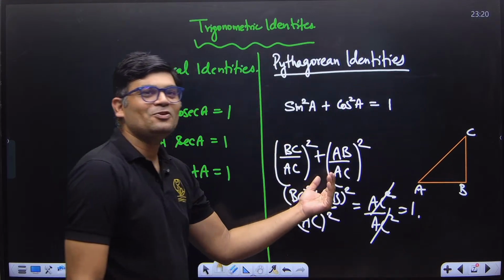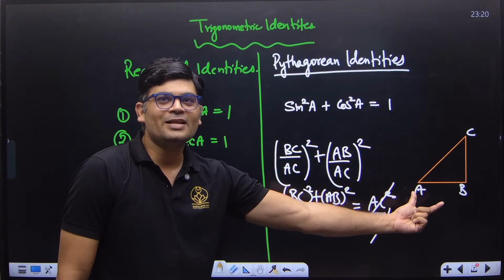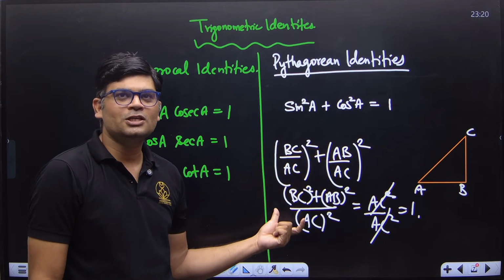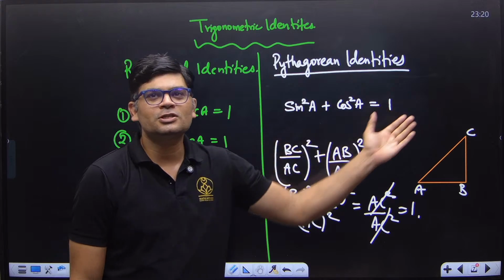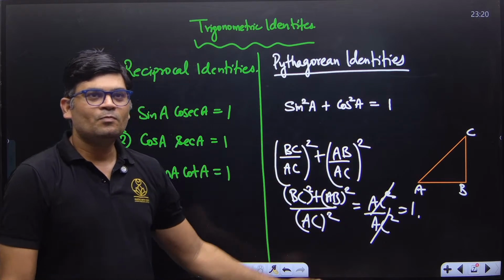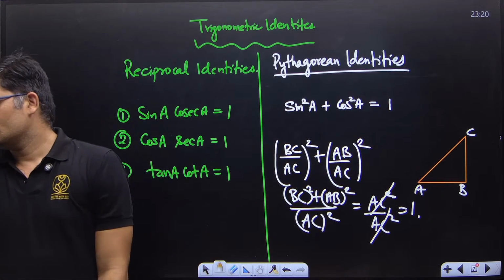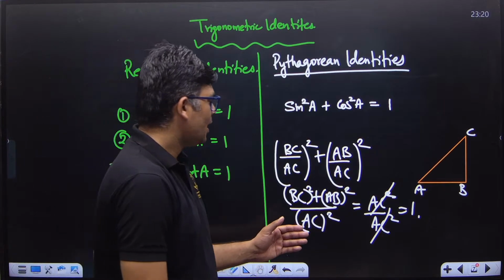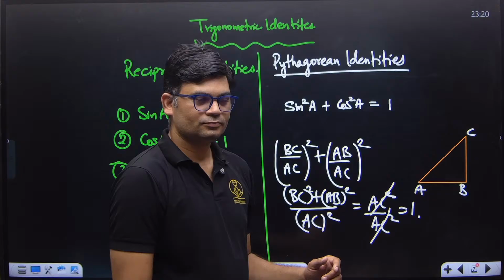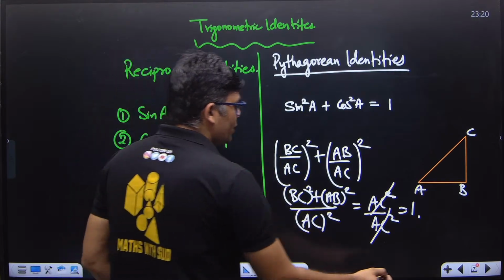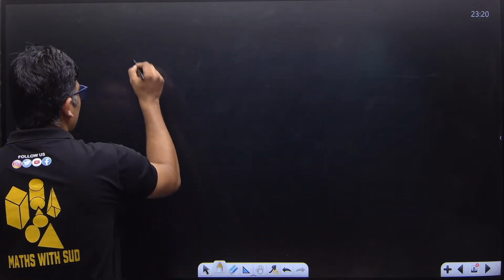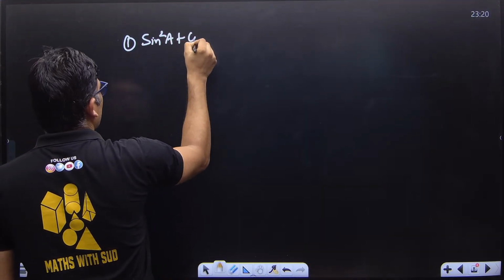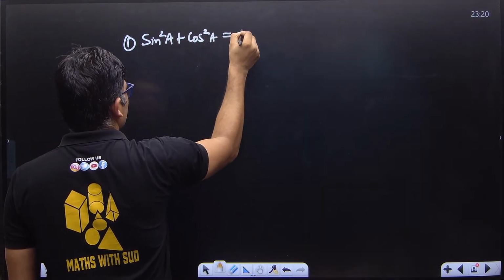The same thing I have used here. The base square is AB square and the perpendicular square is BC square. So if I add both the squares, I will get the hypotenuse square, which is AC square. Both the numerator and the denominator are same, so it will cancel and become 1. Any doubt? No doubt. Okay. So what is the first Pythagorean identity? It is sine square A plus cos square A is equal to 1.